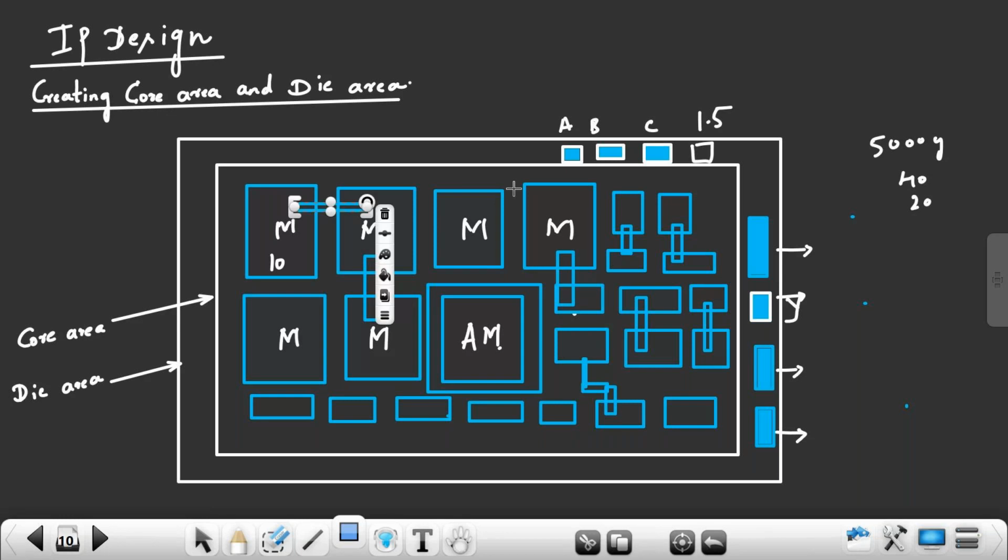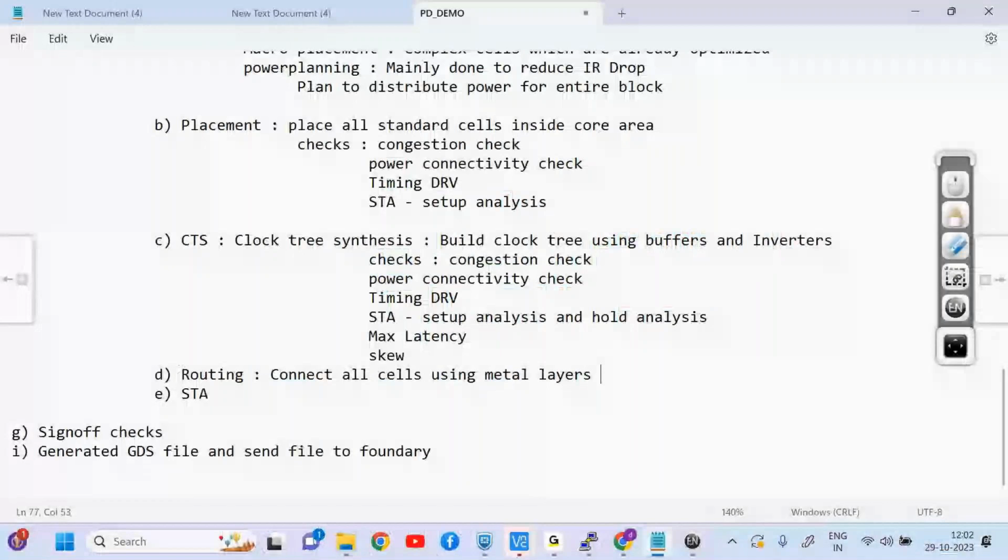Standard cells, macros, ports, everything we have to connect using metal layers. That is called as what? Routing. Connect all cells, macros, using metal layers.